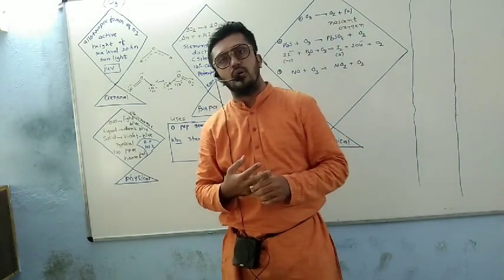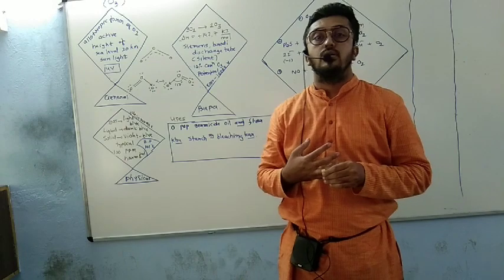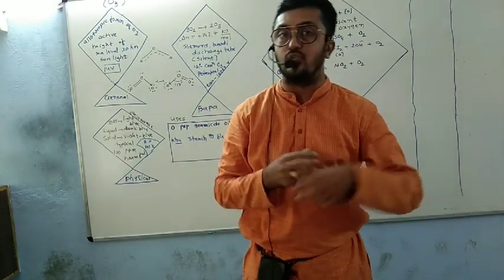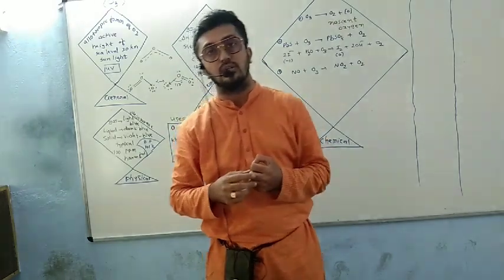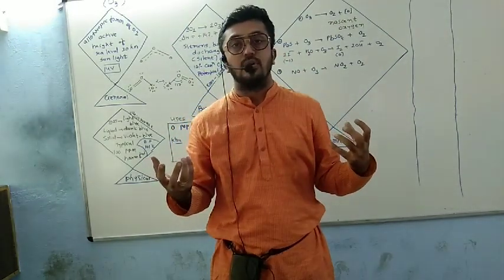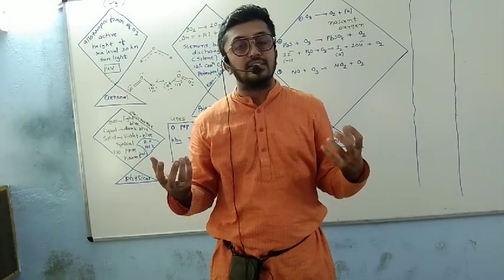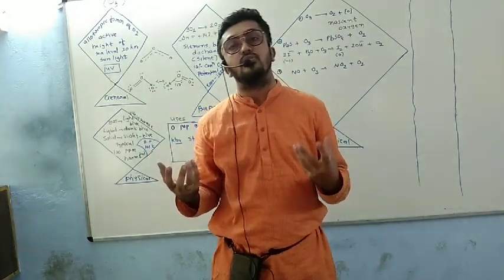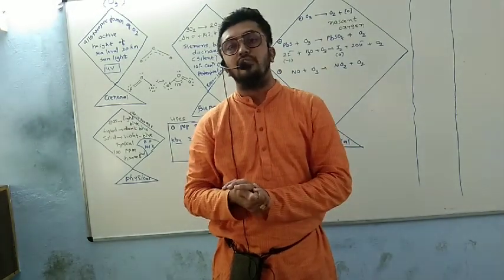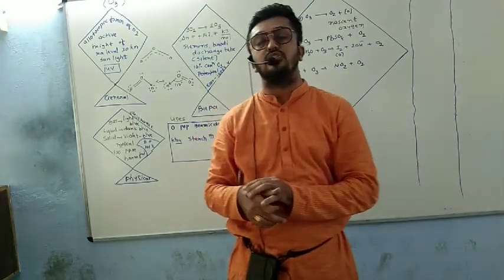Next one, how can we prepare ozone? Siemens and Brodie ozonizer are used. We have to pass dioxygen through a silent electrical discharge tube. Why are we using a silent electrical discharge tube? Because we have to prevent the decomposition of ozone. That's why we are using a silent electrical discharge tube.